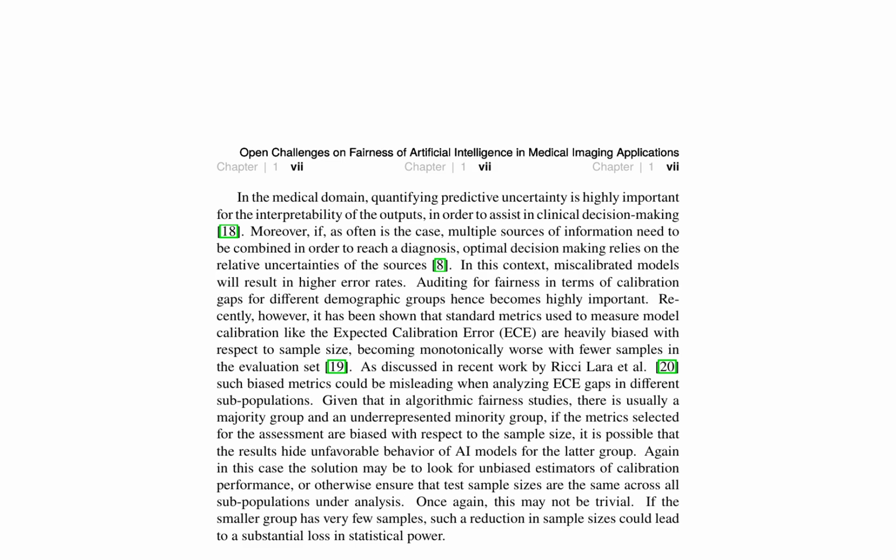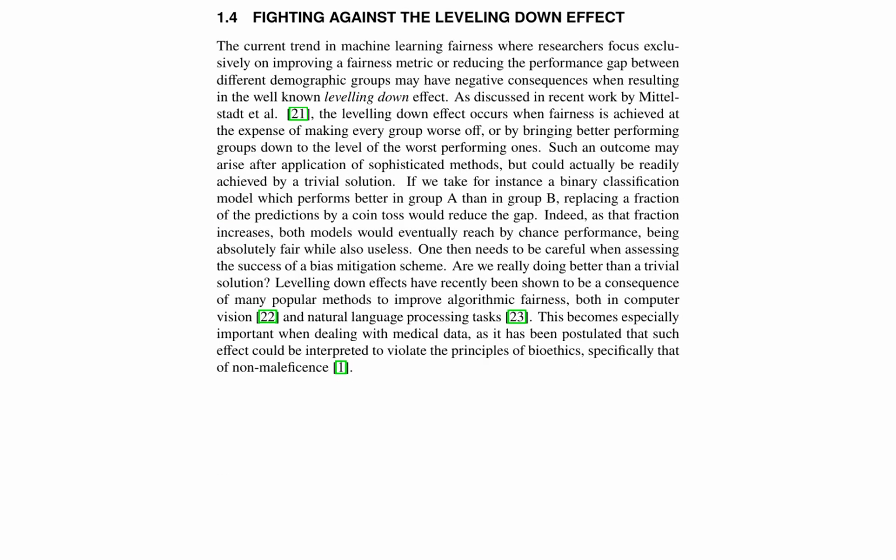In the medical domain, quantifying predictive uncertainty is crucial for interpretability and clinical decision-making. However, miscalibrated models can result in higher error rates. Auditing for fairness in terms of calibration gaps for different demographic groups is highly important. Recent studies have shown that standard metrics used to measure model calibration, like the expected calibration error, ECE, are heavily biased with respect to sample size, becoming monotonically worse with fewer samples in the evaluation set. This could lead to misleading results when analyzing ECE gaps in different subpopulations.